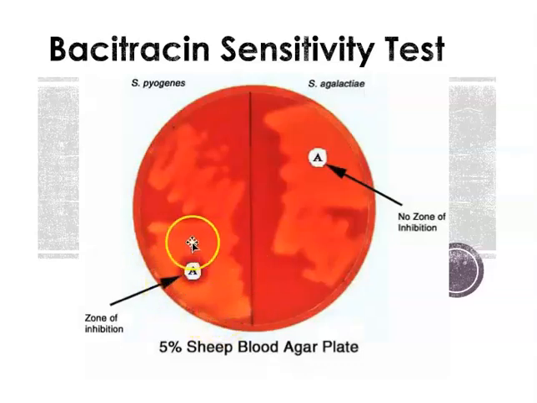So it's growing in all of these spaces here, but not right up against the disc, versus group B strep, which is our negative control. Again, all of this is the organism that they've streaked, done that heavy inoculum onto the plate, but it has grown all the way up to the disc, which means it's resistant to bacitracin, whereas group A is sensitive.